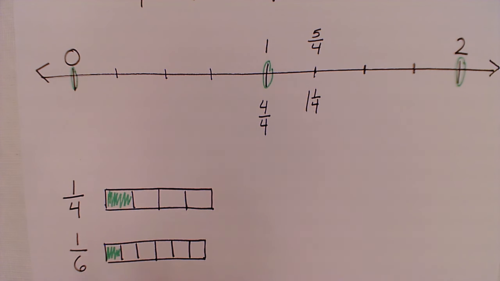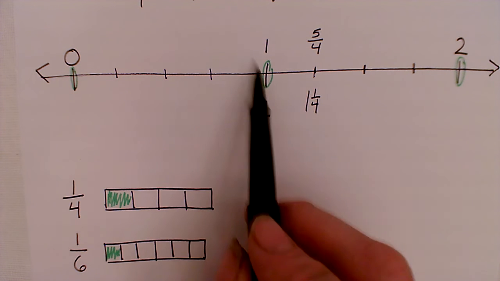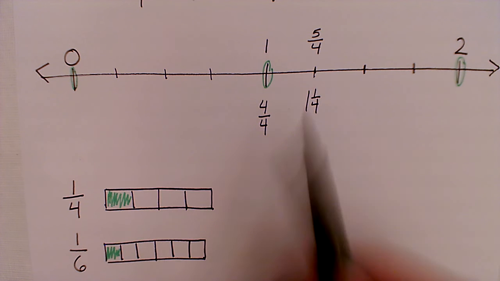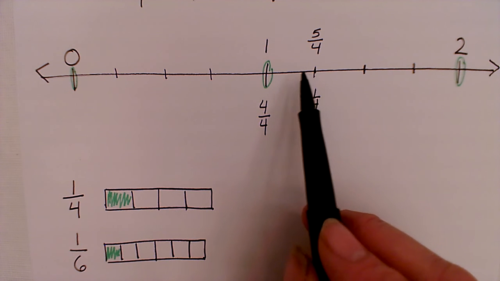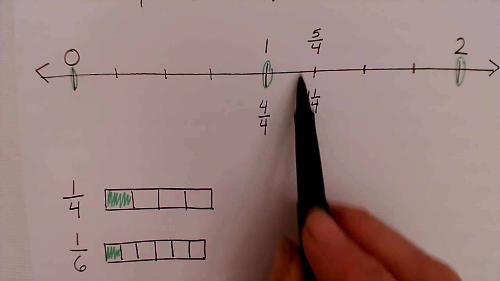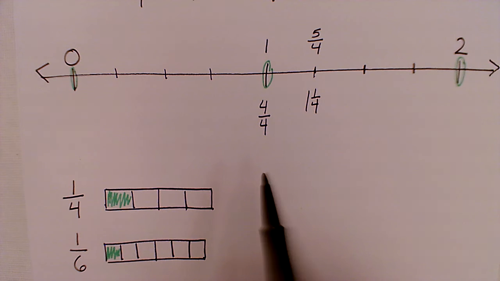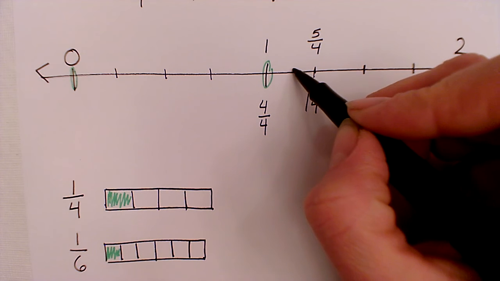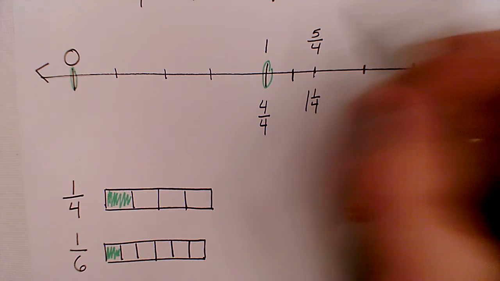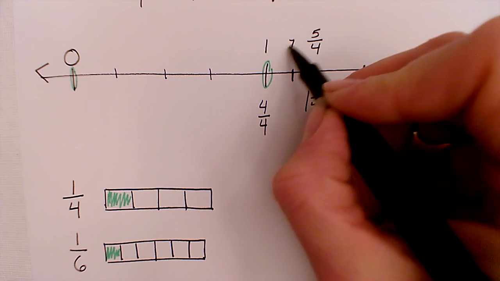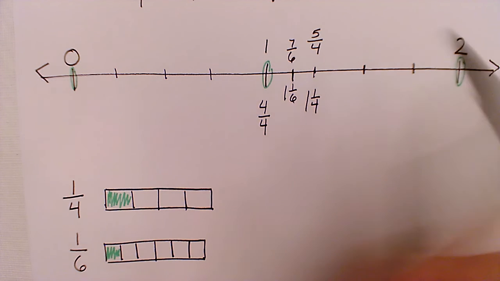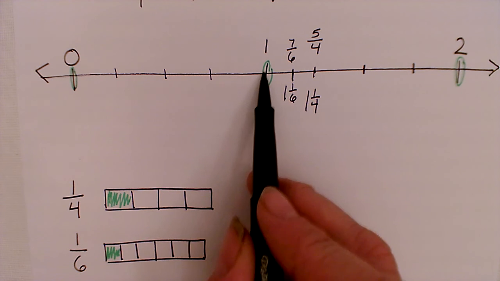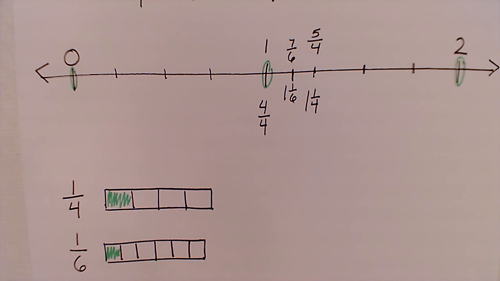So if I have 1 and a 4th, that's going to be farther along, or farther away from this 1, than 1 and a 6th, because 1/6 is only going to get us a little bit of the way. So I'm going to go ahead and mark that 6th as being about here. And so I could write that this is 7/6, or that this is 1 and 1/6. So again, I have 1 and then that's 1/6.